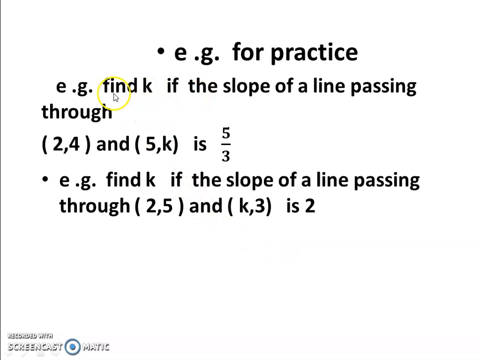So examples for practice: find k if the slope of the line passing through 2, 4 and 5, k is 5 upon 3. Second example: find k if the slope of the line passing through the points 2, 5 and k, 3 is 2. You must solve the examples based on y2 minus y1 upon x2 minus x1 to derive the value of k, where m is given in both examples.